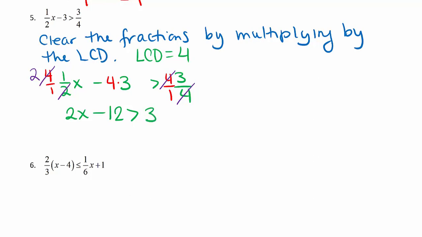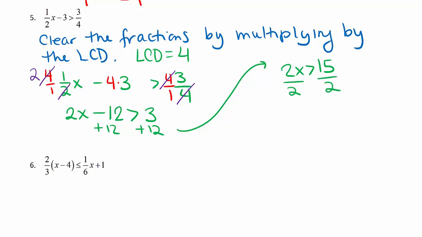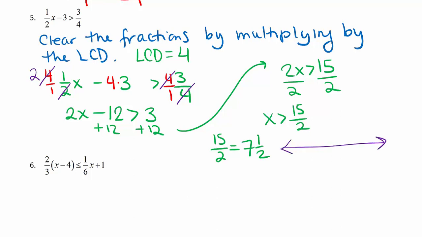And now I can solve this like any other inequality. I'll add the 12, and then divide both sides by 2. So I'm left with x is bigger than 15 halves, which is the same thing as 7 1/2. So I'm going to do an open circle at 7 1/2, and then I'll shade everything in to the right.